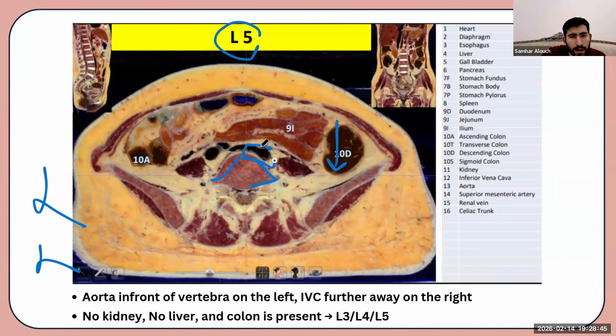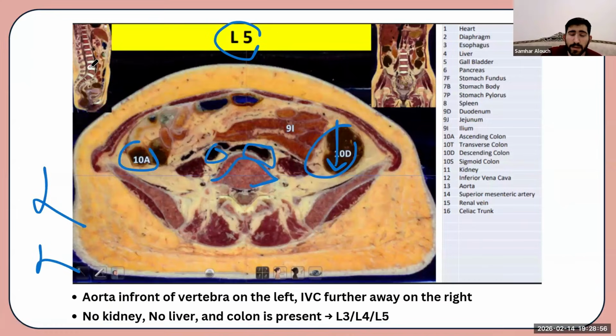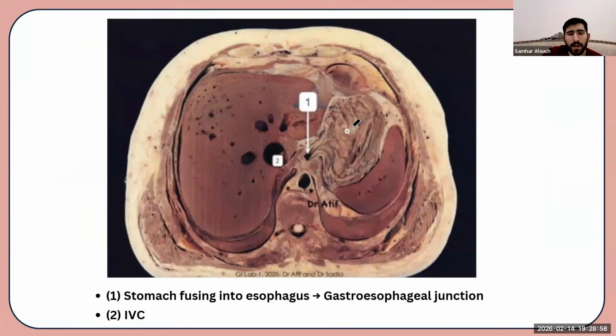Vertebral body, aorta, inferior vena cava, ascending colon, descending colon. Easy. Now, these are from the anatomy from Dr. Shahid lab. However, there are some other cross-sections Dr. Ataf loved to ask, and they are not in the picture, so please bear with me.